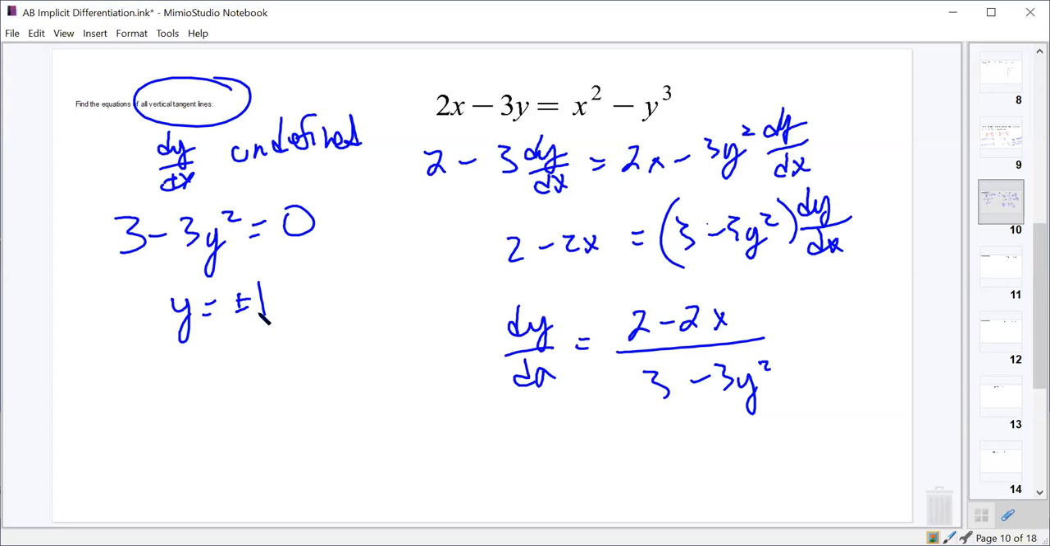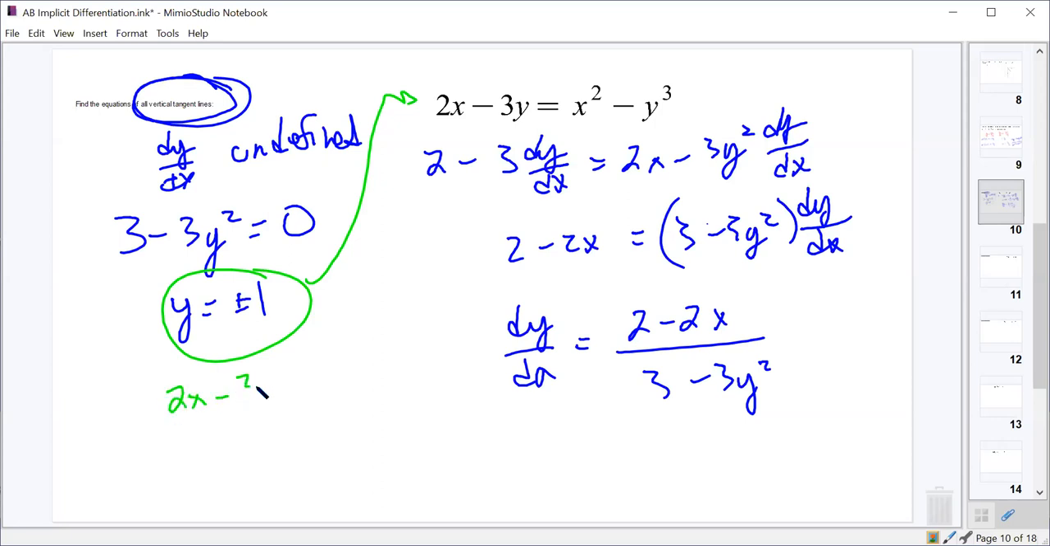No? Okay. All right. So your y equals ±1 is when we have vertical tangent lines. So let's figure out what happens when y is equal to 1 or -1, because these are not vertical tangent lines. These are just y values at which those tangent lines occur. So how do we figure out what the actual tangent line is? We get back into the original equation. Put it back into the original equation and see what the x values are, because a vertical line should always have an equation of x equals something.